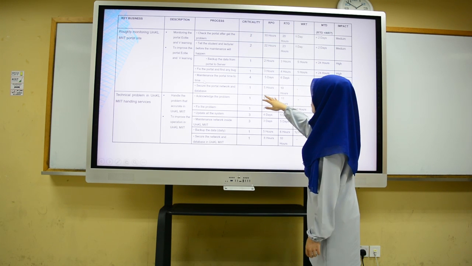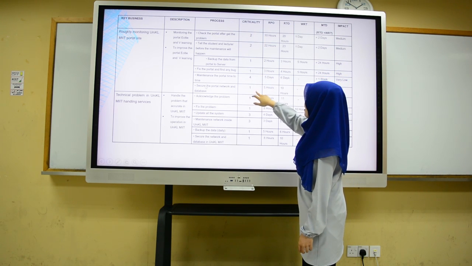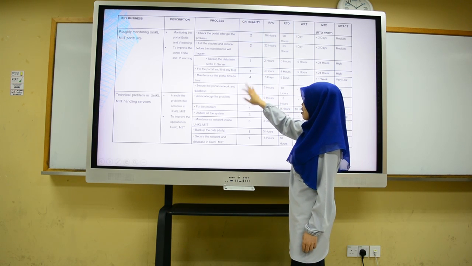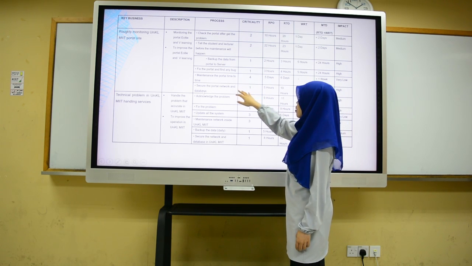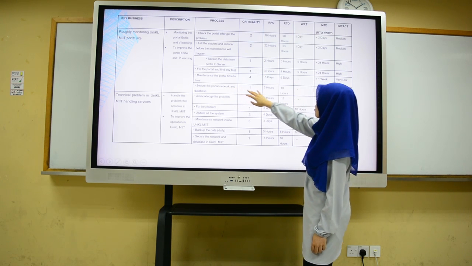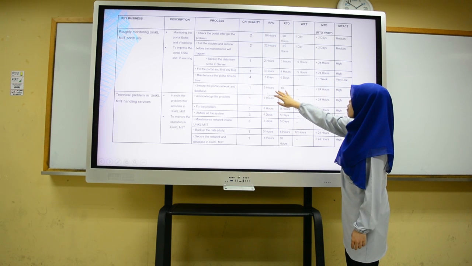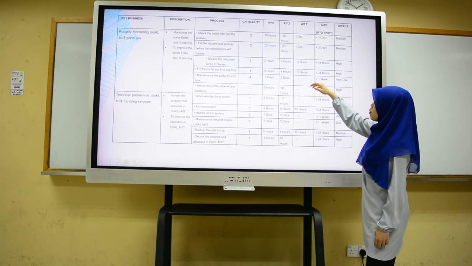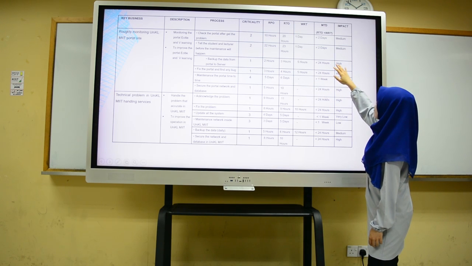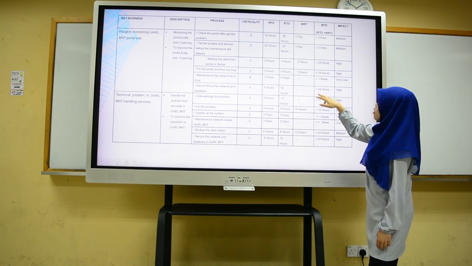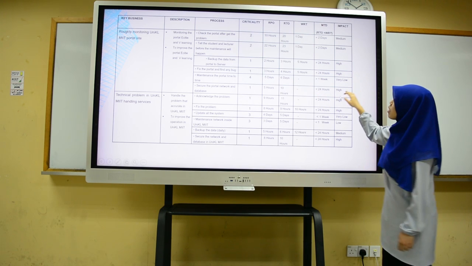And I missed out the third highest criticality, the mission critical business function. Here is secure the portal network and database. So the RPO will be 5 hours, RTO will be 10 hours. There is no WRT here, and the MTD will be less than 24 hours, and the impact is high.